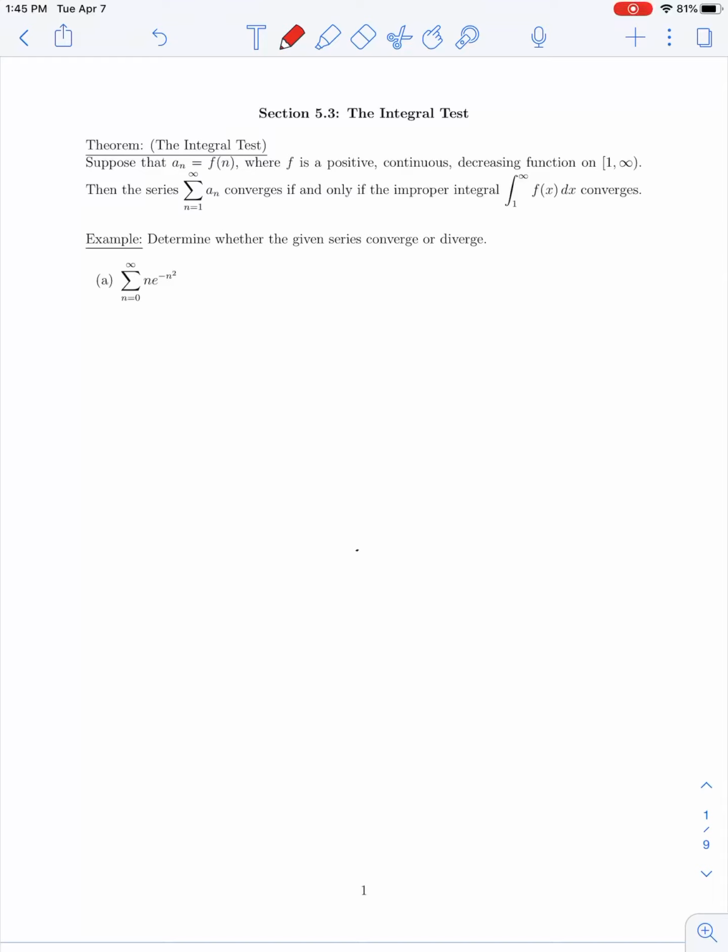All right, in today's lecture, we're going to cover the first part of the section 5.3 material on the integral test. So let's take a look at what the integral test says. It says, suppose that the general term of our series, a sub n, is given by a function f of n, where f is a positive, continuous, and decreasing function on the interval from 1 to infinity.